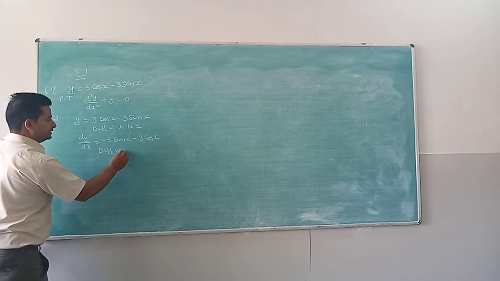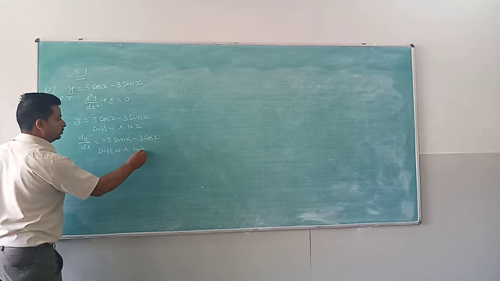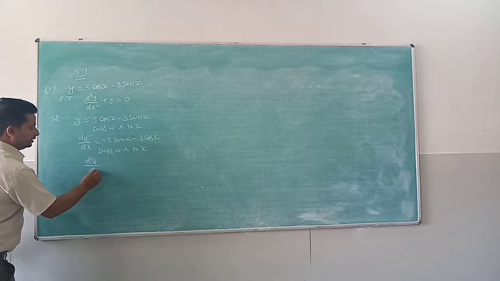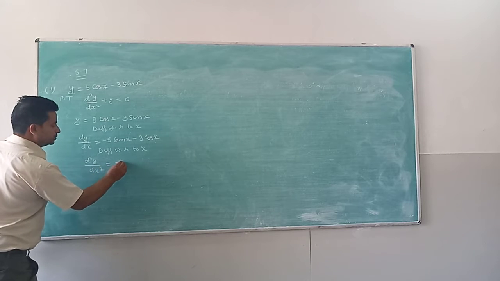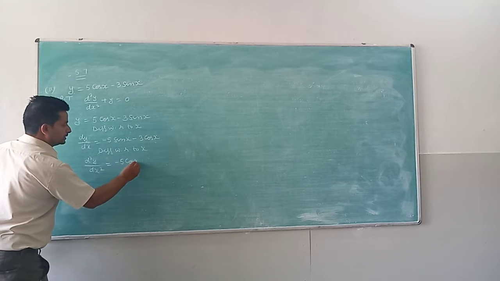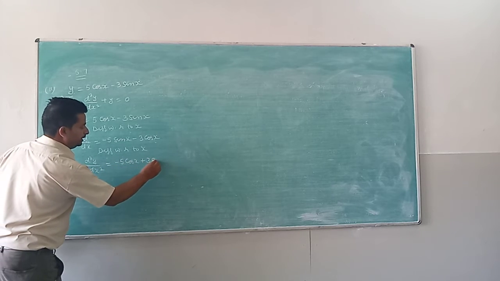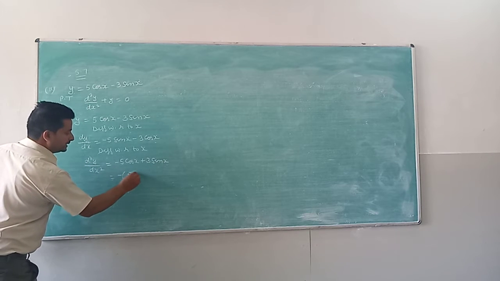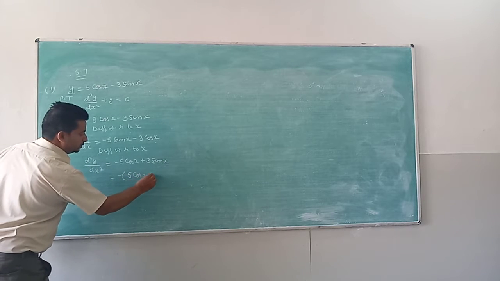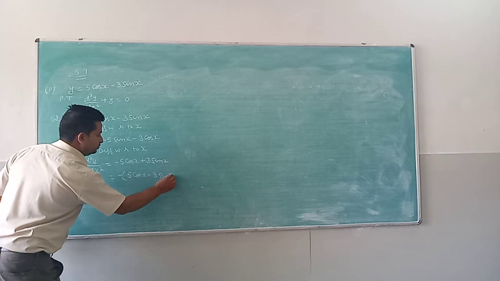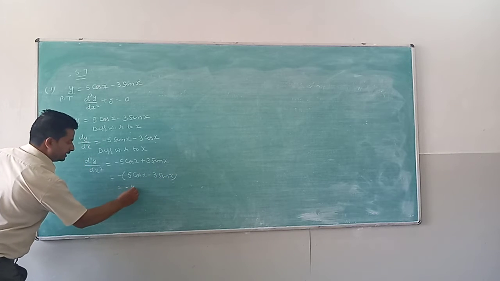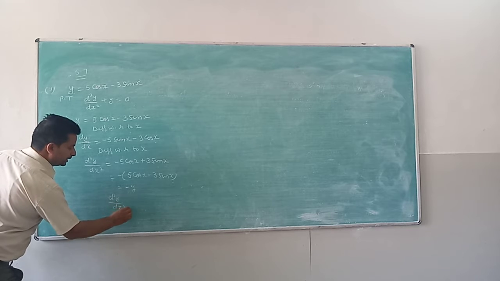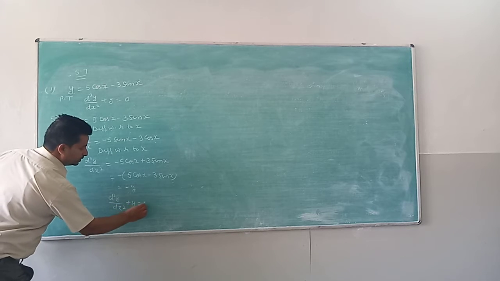Again differentiate with respect to x. That's d square y upon dx square equals minus 5 cos x plus 3 sin x. In this, take minus common, so this is equal to minus y. So d square y upon dx square plus y equals 0.